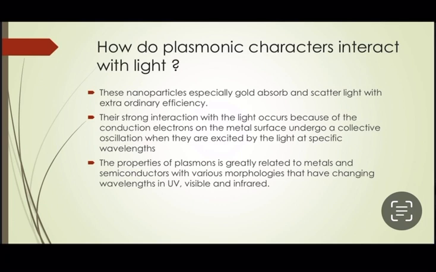A question arises: how do plasmonic nanoparticles interact with light? Here I have given the answer to this specific question. These nanoparticles, especially gold, absorb and scatter light with extraordinary efficiency. They interact strongly with light because the conduction electrons in the metal surface undergo collective oscillations when they are excited by light of a specific wavelength.